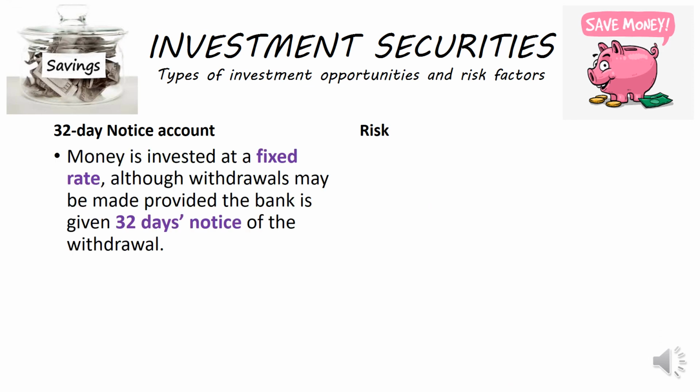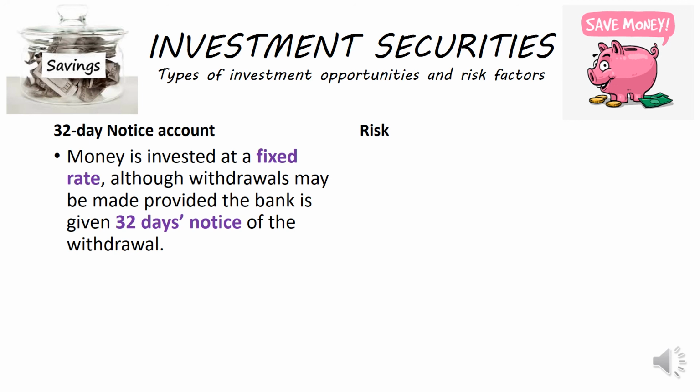Right, the next investment opportunity is a 32 days notice account. Okay, this is basically a savings account. So again, money is invested at a bank, at a financial institution at a fixed rate. But in this case, you can make withdrawals provided that you give the bank 32 days notice. So you deposit the money into a savings account, you leave it there, and when you find that you actually need the money, you notify the bank, listen, I would like to withdraw this money, and after 32 days, you will be able to get your money out.